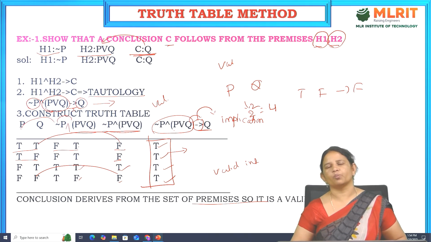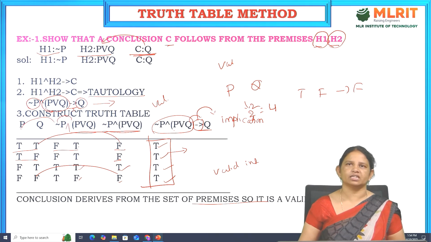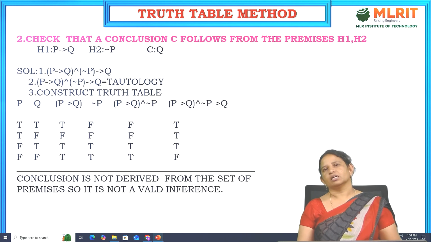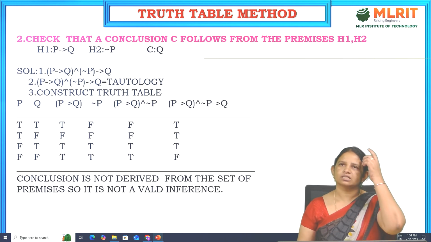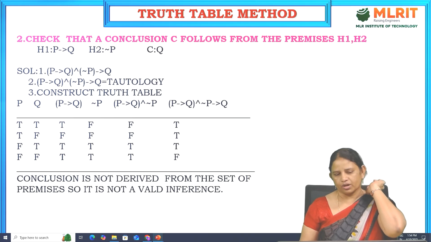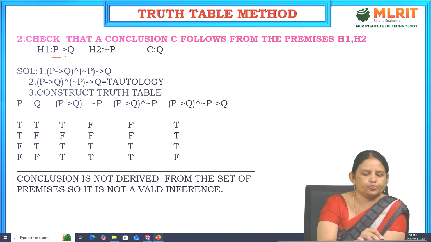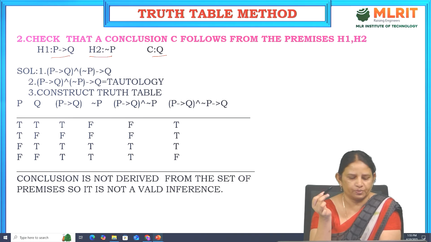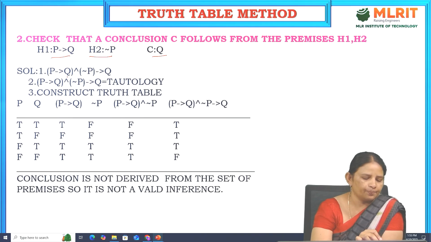We can take one more example to understand whether it is a valid or an invalid inference. Take the second example. What are the premises? There are two premises. The first one, H1, is P implies Q. H2 is negation P. And the conclusion is Q. What is step number 1? Take the conjunction of premises: P implies Q and negation P derives the conclusion.